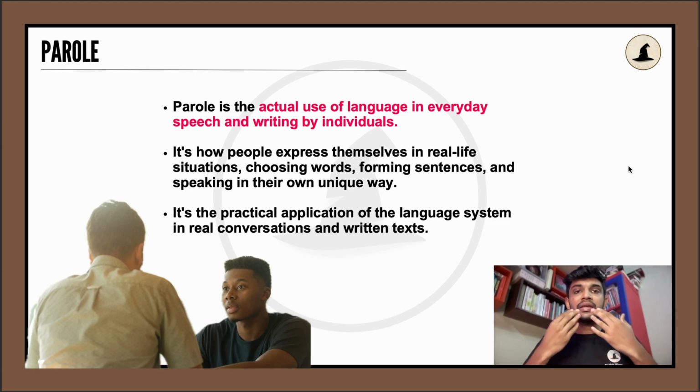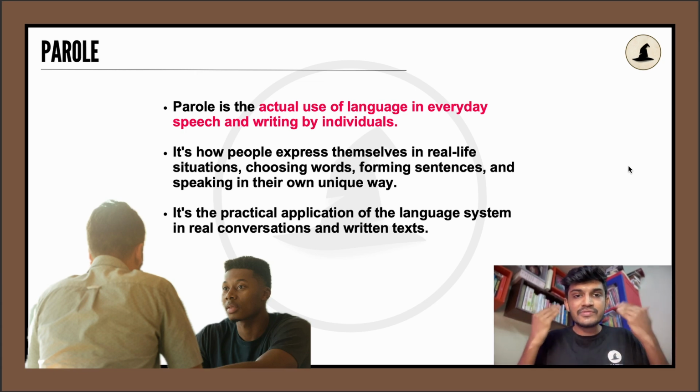I am making utterances. Now, these utterances are paroles. It's how people express themselves in real life situations, choosing words, forming sentences, and speaking in their own unique way. With the language we have, with the rules we have, we make individual utterances to communicate daily. I am right now talking to you in English.